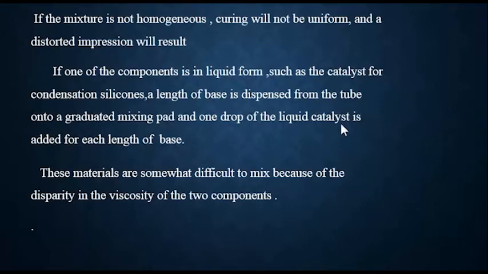So if the mixture is not homogeneous, then curing will also not be uniform, and you get a distorted impression. So if one of the components is in liquid form, such as the catalyst for condensation silicone, the length of the phase is dispensed from the tube on a graduated mixing pad, and then it is mixed in the same manner as before.